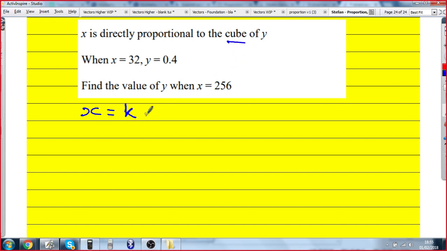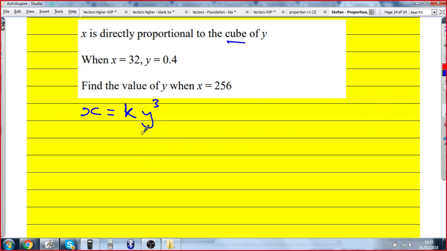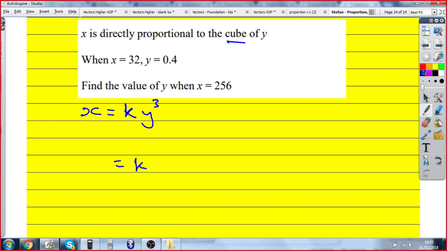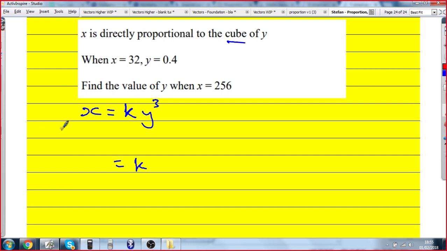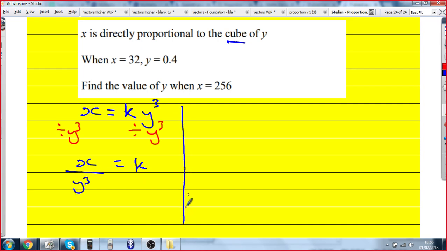Not cube root of y. Why not y cubed? Okay. And then k equals y cubed times x? Say it again. K equals y cubed over x. How do you bring y cubed to the other side? It's already times. Divide. Yeah, so you have to divide both sides by y cubed. So it's x over y cubed. So k equals x over y cubed.